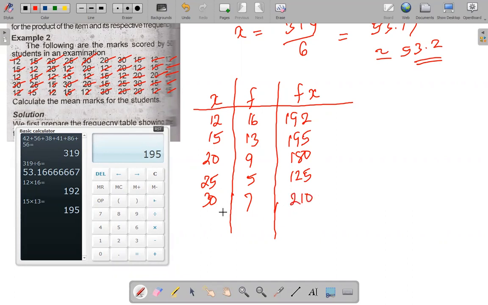Now the summation of all of this. The arithmetic mean from a table like this is S bar equal to summation Fx over summation F. In other words, we are going to add this column here, also add this column here, then divide this column by this column. Let's do that.